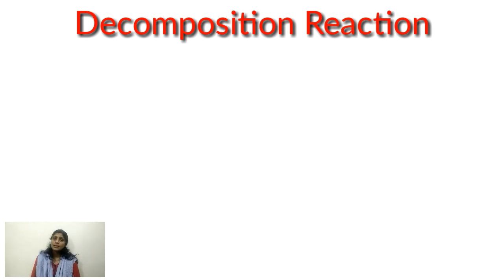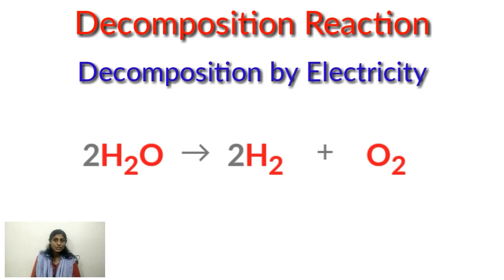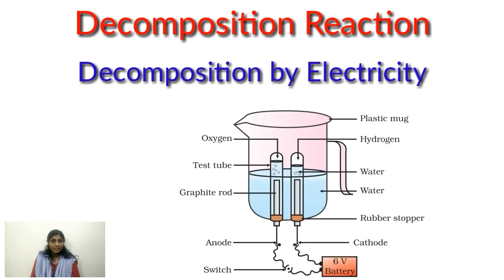Next one, decomposition by using electricity. Example, electrolysis of water. When electric current is passed through acidified water, it decomposes to give hydrogen gas and oxygen gas. Acidified water is nothing but the water mixed with dilute acids. Equation, 2H2O liquid. On electrolysis, you are getting 2H2 gas plus O2 gas. You can see the electrolysis of water there on the screen.